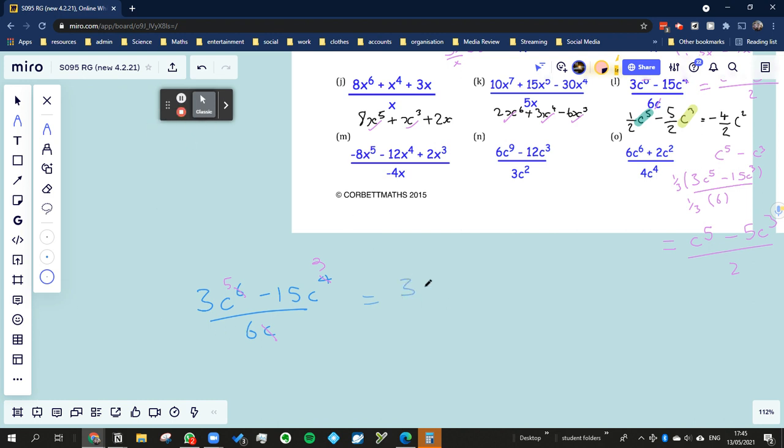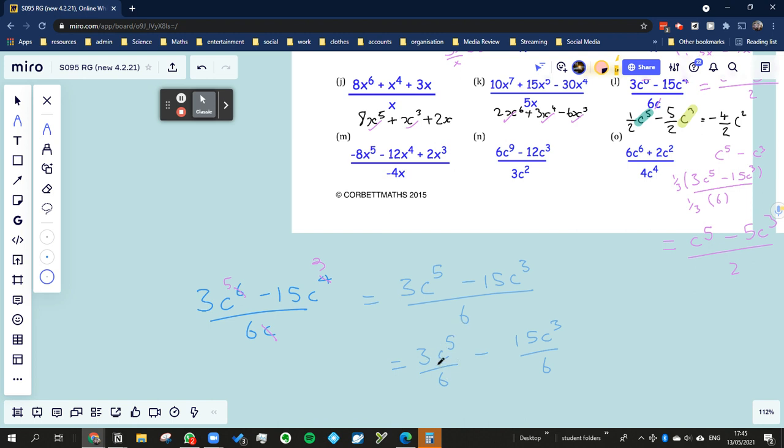So now we can just rewrite it as 3c to the power of 5 minus 15c to the power of 3 all over 6. Now I could rewrite this as 3, if I wanted to. It depends how it makes it easier for you to visualize. I could rewrite it as that if I like, 15c^3 over 6. This could be an unnecessary step, really, but it all depends on whether or not it's easier to visualize it like this.